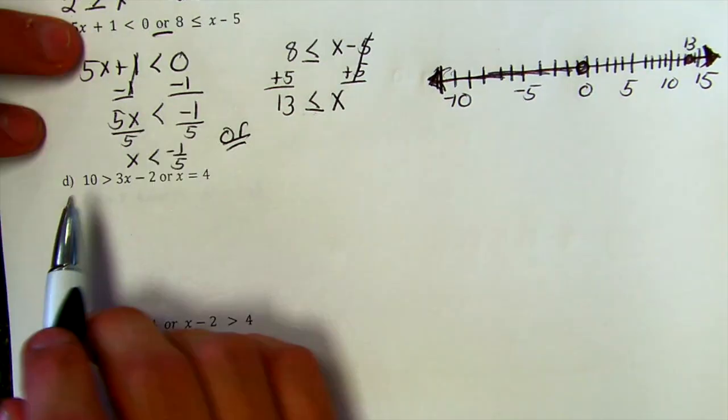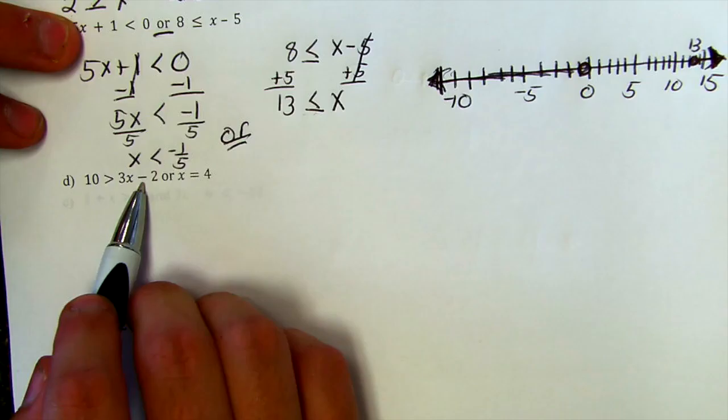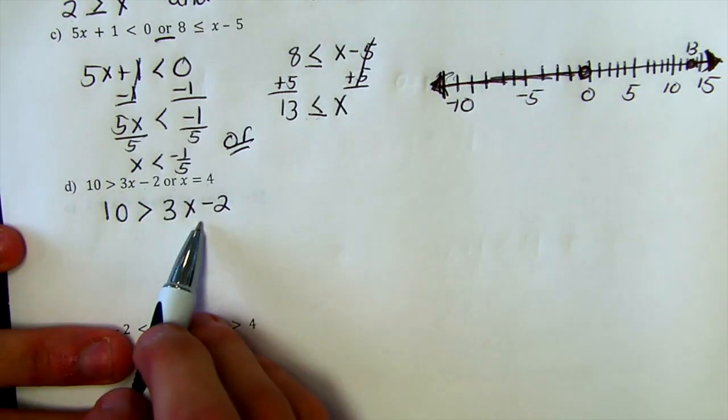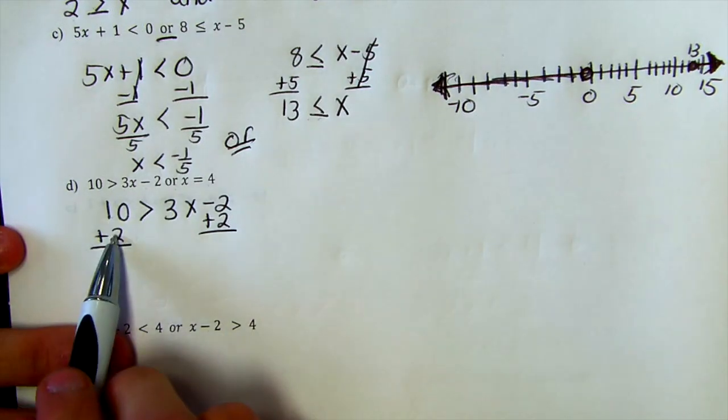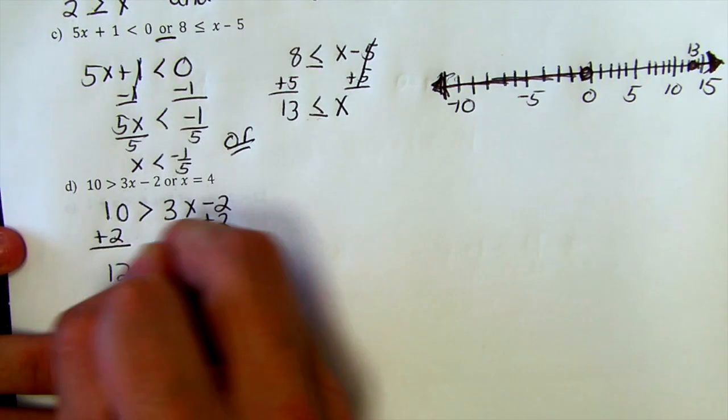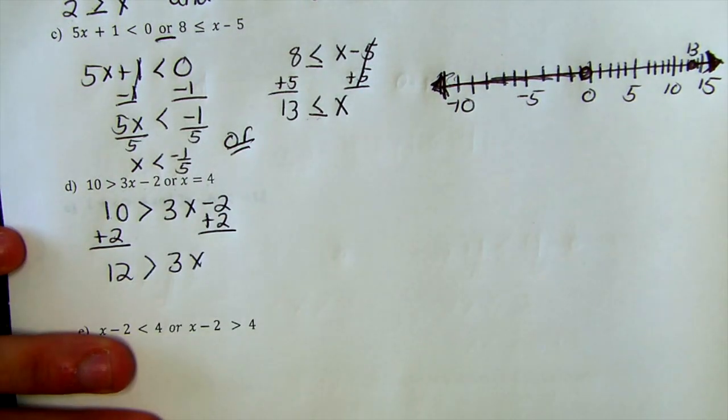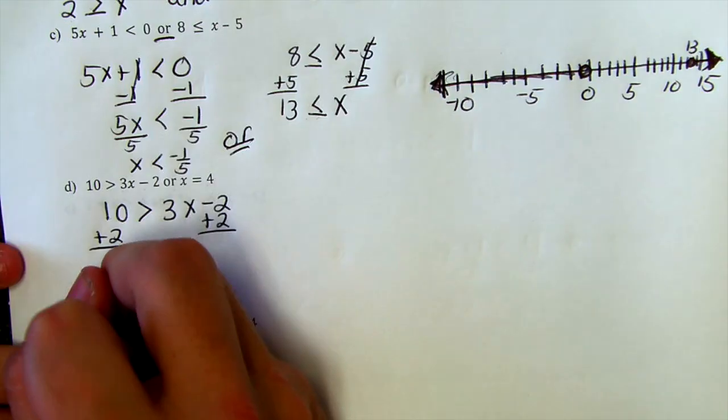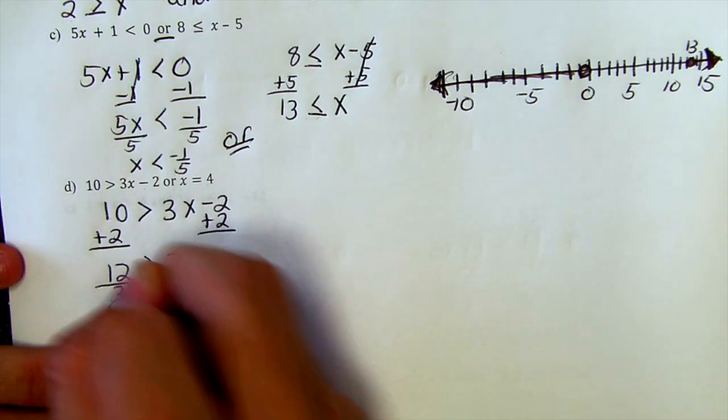Now let's move on to part D. Part D says 10 is greater than 3x minus 2, or x is equal to 4. So let's go through and solve our first inequality. 10 is greater than 3x minus 2. To get x, we need to first add 2 on both sides. So we get 10 plus 2 is 12, is greater than 3x. Now we have to divide on both sides by 3. And we get that x is less than 12 divided by 3, which is 4.